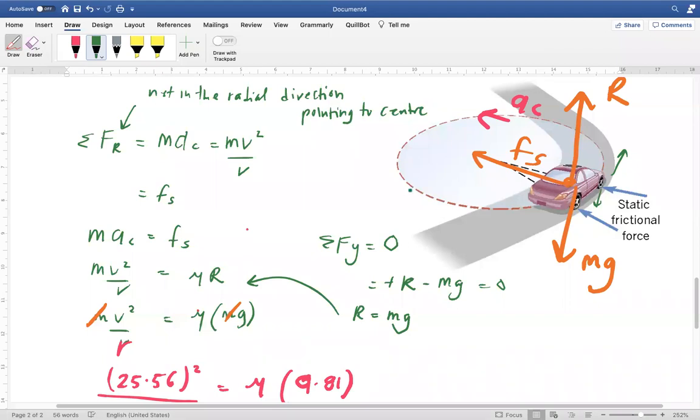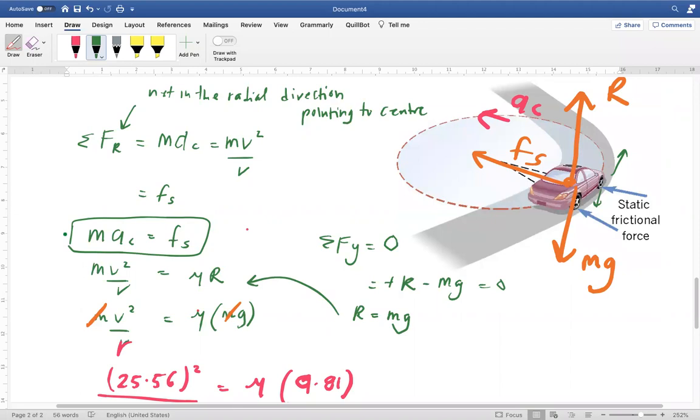What is the condition for net in the Fr? m ac. What is in the free body diagram? Fs. Fs is in the same direction as my ac. So I write it here. So now my equation becomes m ac equals Fs. Okay, and then plugging in the values should be easy.